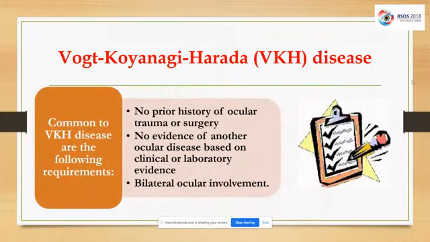To diagnose Vogt-Koyanagi-Harada, you need to have those exclusion criteria. You shouldn't have a prior history of ocular trauma or surgery. You shouldn't have evidence of another ocular disease based on clinical or laboratory evidence, and it should be bilateral involvement.